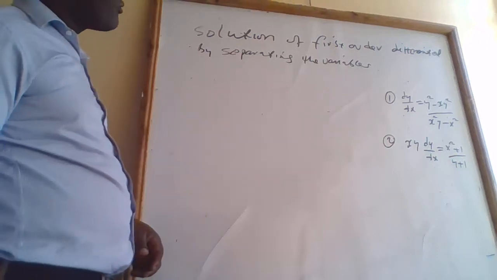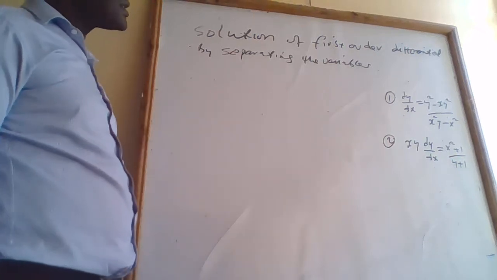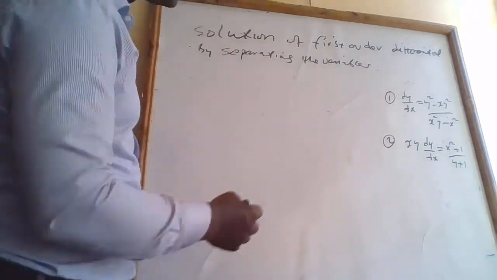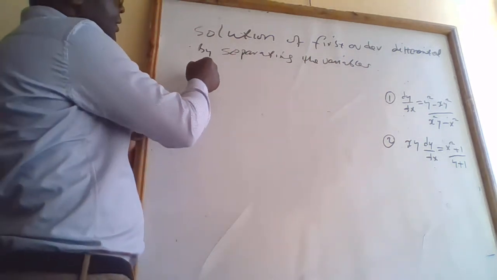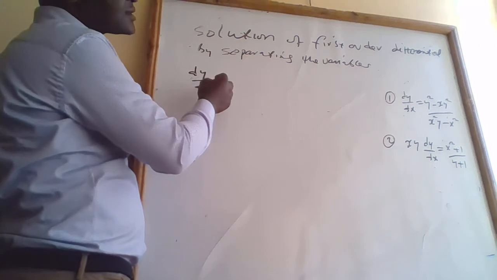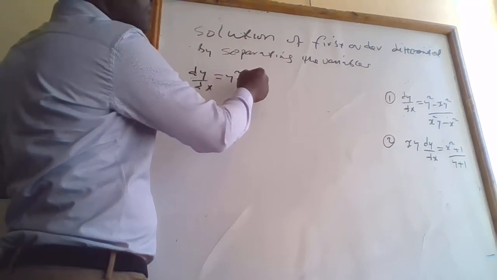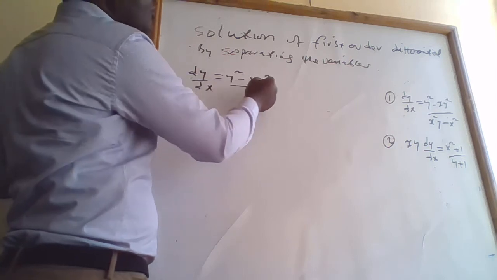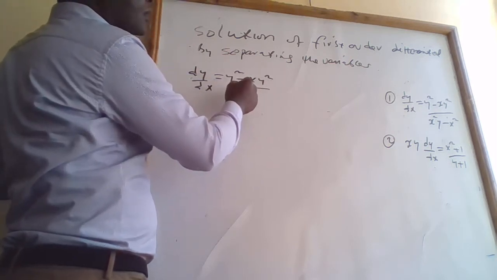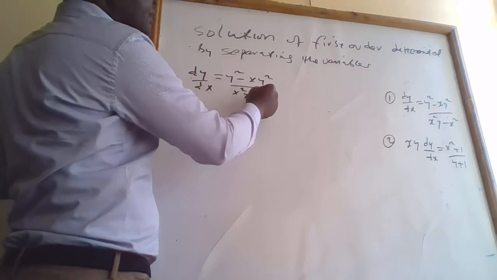Solution of first order differential equations by separating the variables. Example 1: dy/dx equals (y squared minus x y squared) over (x squared y minus x squared).